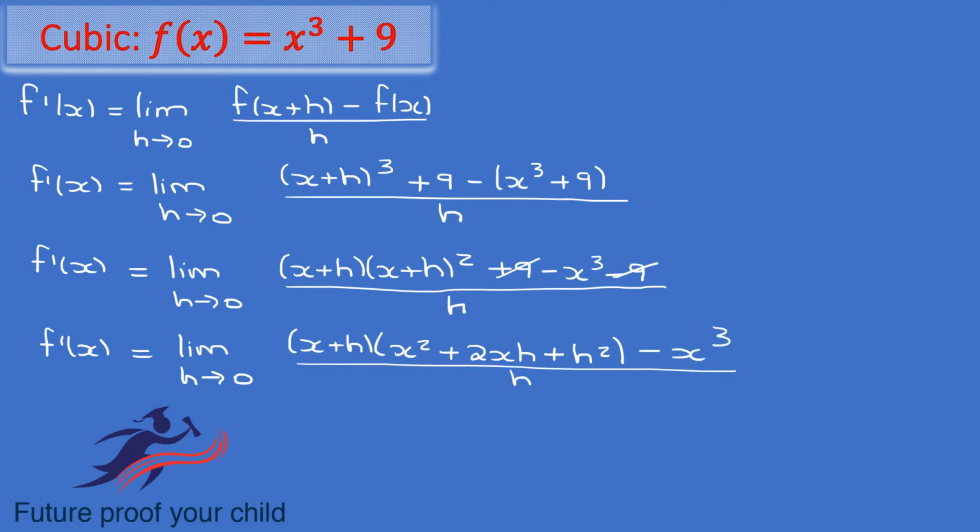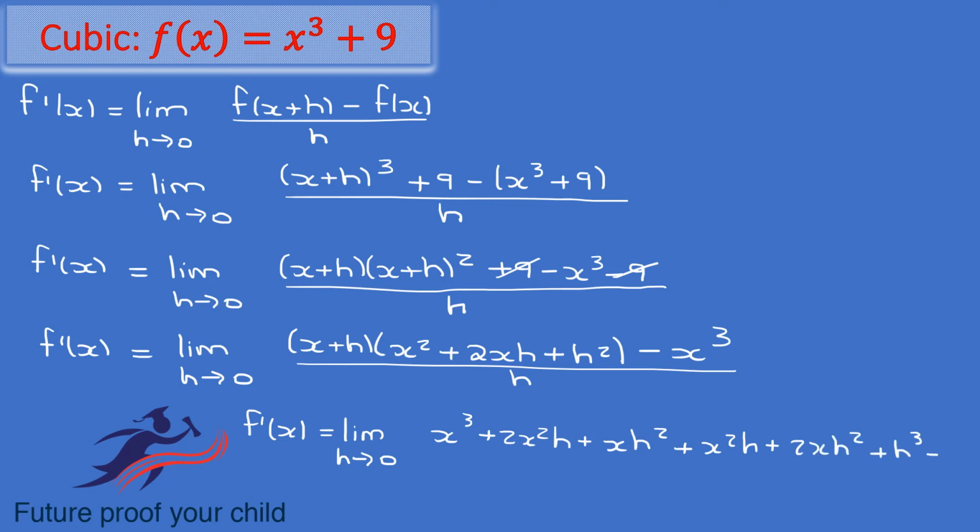over h. The derivative equals the limit as h approaches 0. Distribute the x into the bracket first, so we get x cubed plus 2x squared h plus xh squared. Then the h, so we get x squared h plus 2xh squared plus h cubed minus x cubed, everything over h. Then I can check the x cubed and the minus x cubed cancel. Just going to continue over here.